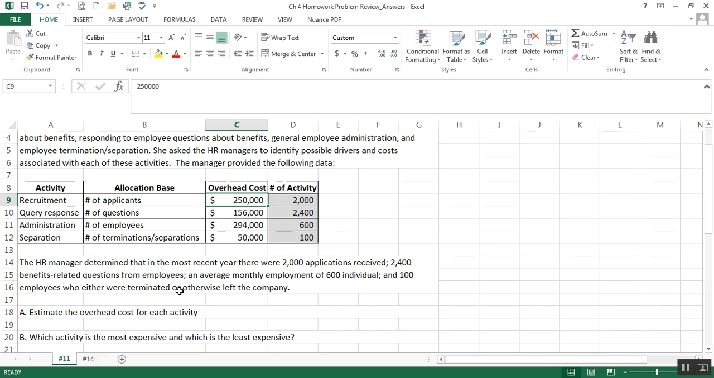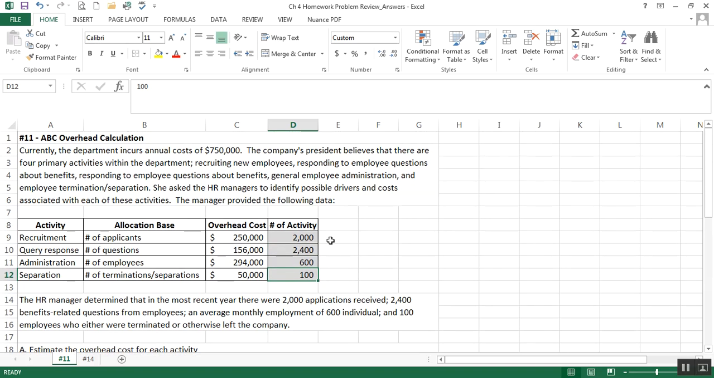The HR manager determined that in the most recent year there were 2,000 applicants received, 2,400 benefit-related questions from employees, an average of 600 monthly employment individuals, and 100 employees who either terminated or otherwise left the company. So we're going to calculate the overhead cost for each activity, and by this we mean the overhead rate per activity. So the overhead rate.